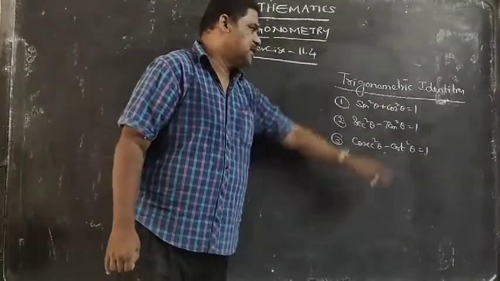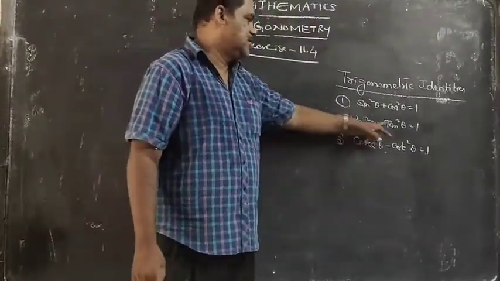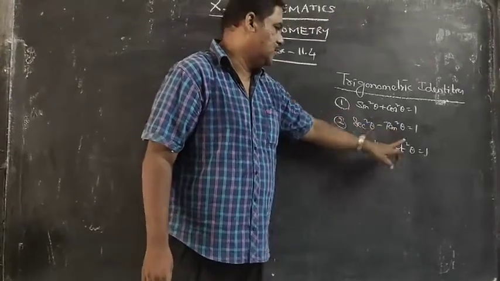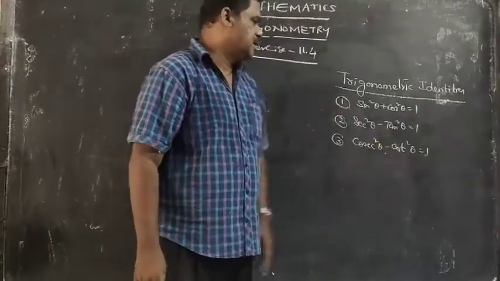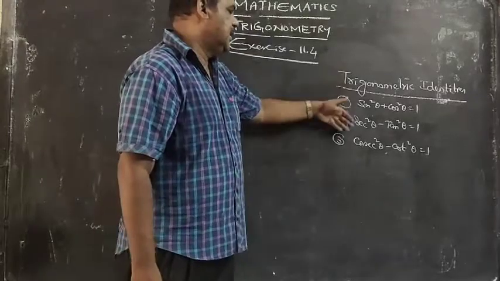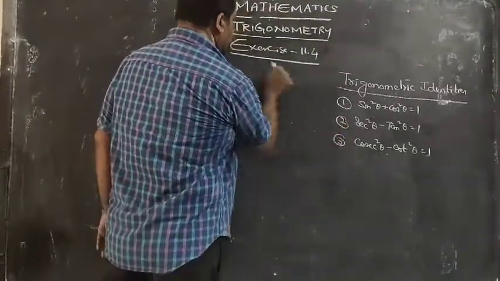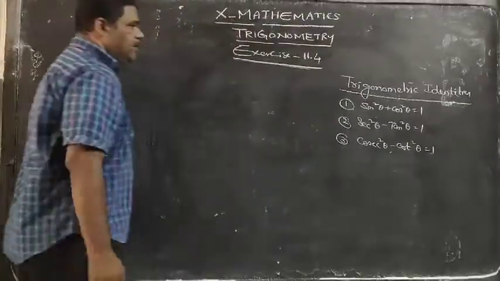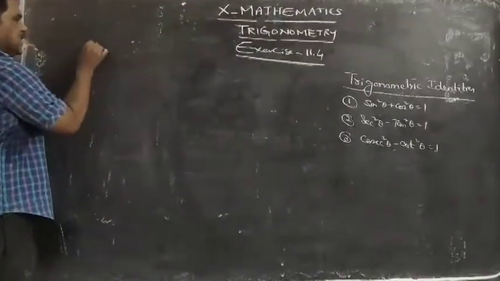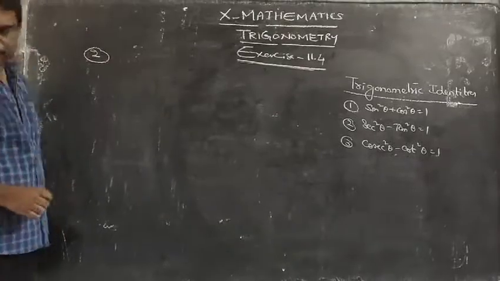Sin square theta plus cos square theta is 1. Secant square theta minus tan square theta is 1. Cosecant square theta minus cot square theta is 1. These three are called trigonometric identities. Using these three identities, now we have to complete this exercise 11.4. Now let us start the exercise with second problem.